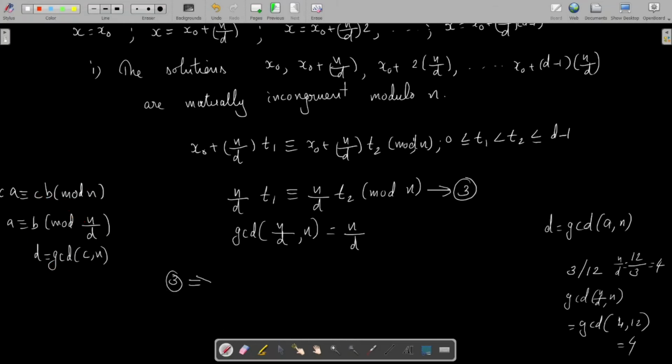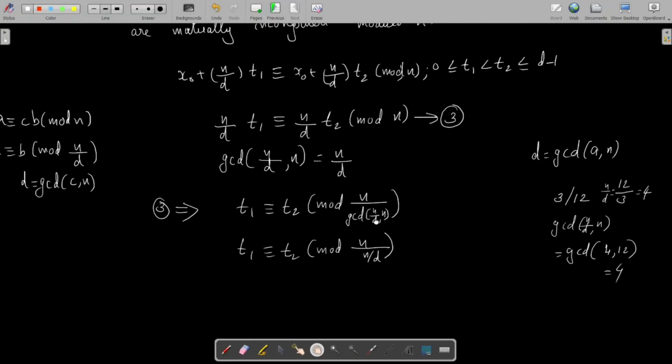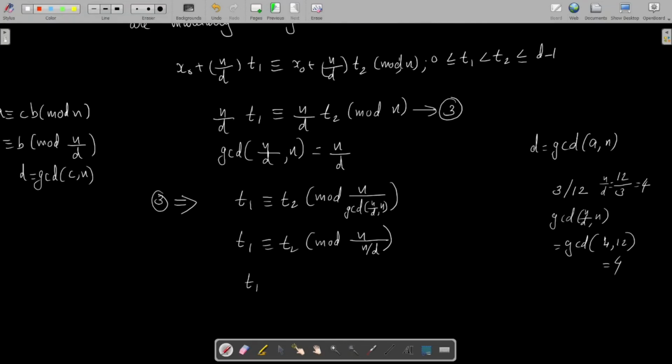So from this congruence we can conclude that t1 is congruent to t2 mod n by GCD of n by d and n. That is, t1 is congruent to t2 mod n divided by n by d, since the GCD of n by d and n is n by d, and we can conclude that t1 is congruent to t2 mod d, because n divided by n by d is d.